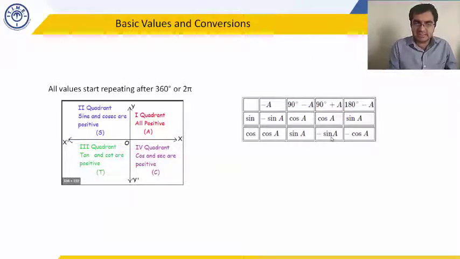I hope this is making sense. Let me repeat the rule for cos. Minus A takes us to quadrant number 4. In quadrant 4, cos is positive, so cos of minus A becomes equal to cos A. Cos of 180 minus A, 180 minus A is quadrant 2, where cos is negative. So cos of 180 minus A is equal to minus cos A. And 90 plus A is again quadrant 2, where cos is negative. So you get a minus sign. But the cos transforms to sine because this is 90 degrees.